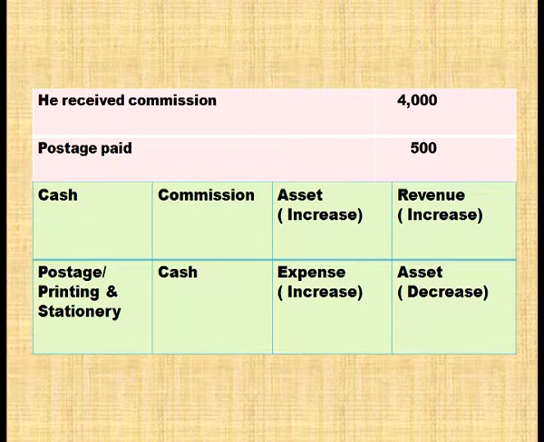Postage paid, rupees 500. Postage being an expense. You can include it either under the head postage or as printing and stationery account. Cash is going from the business when it is paid. So cash is an asset account. So postage expense increases. When expense increases, it will be debited. Cash being an asset, it is decreasing in this transaction, so it is credited. So postage debit, cash credit.